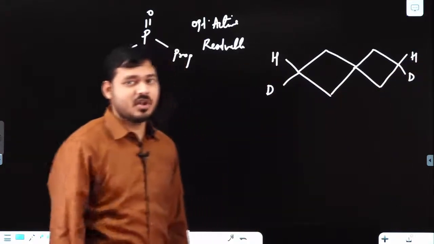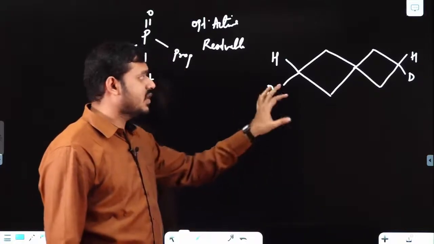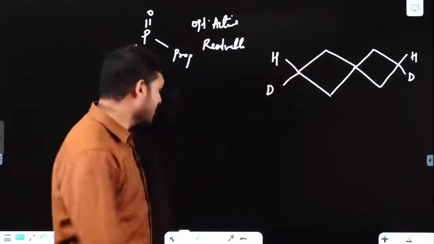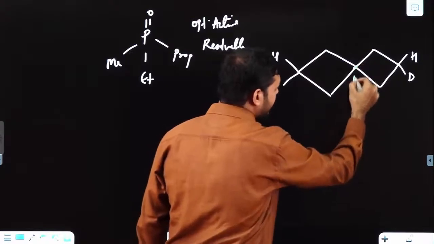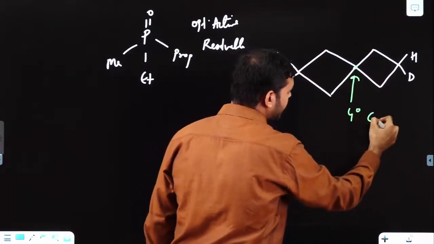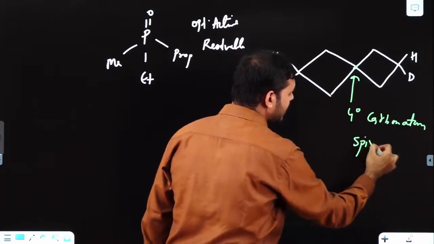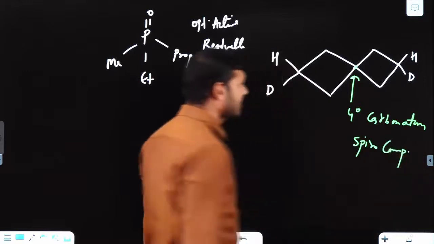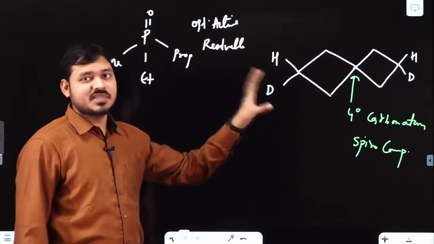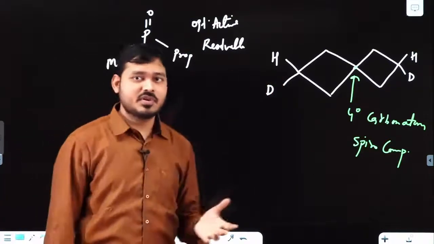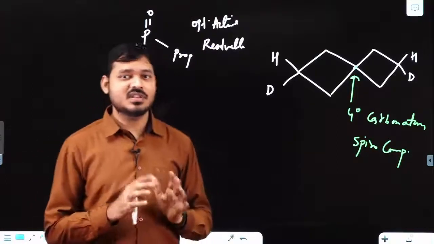Now let's understand this part. This will be resolvable or not. See here what happens. Firstly, you need to understand this compound. What is this compound all about? This carbon is your 4-degree carbon atom. So you can say this is a spiro compound. Okay, now here let me explain all about such spiro compounds first of all, then we will come to know whether they are optically active or inactive, and hence we can decide whether they are resolvable or not.